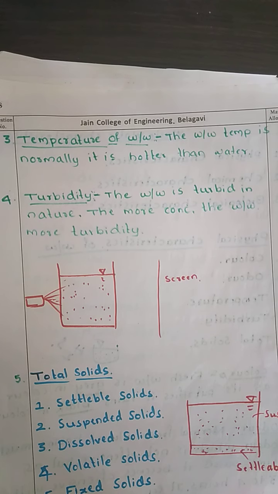As the temperature increases, the viscosity of water changes, and it also increases the bacterial activity. So this is how temperature affects wastewater. Normally the temperature of wastewater will be higher than your water supply.